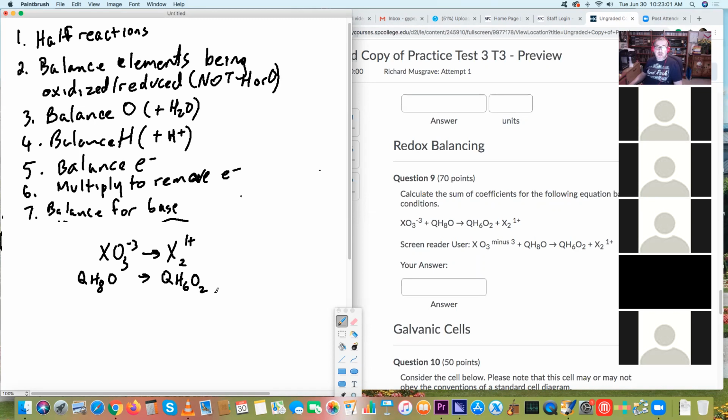All right, the next thing we need to do is balance the elements being oxidized or reduced, and that means putting a 2 in front of the X here. Any questions so far? In the case of the other one, we've got Q and Q, that's just going to be 1 and 1, so that's okay. The next thing we do is balance the oxygens, and we've got 6 on this side, so we add 6 waters over here. And for this one, we've got 1 oxygen, 2 oxygens, so add 1 water on this side. All right. Any questions?